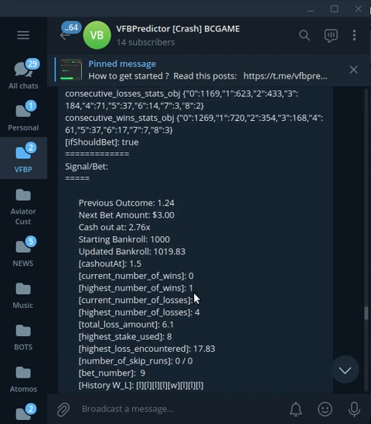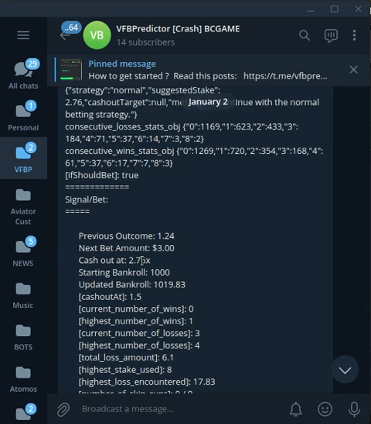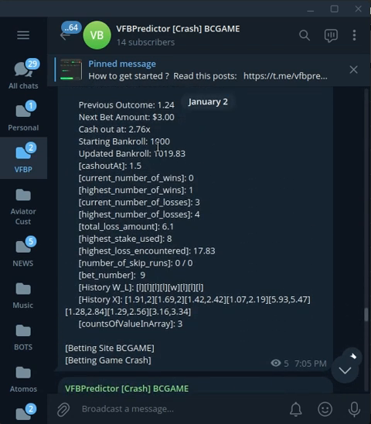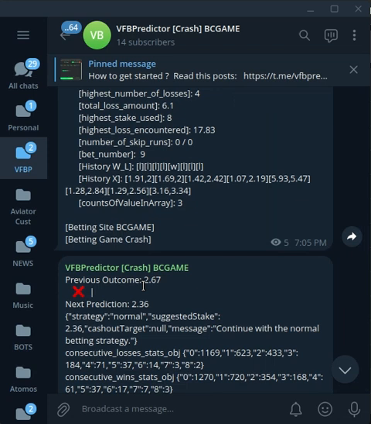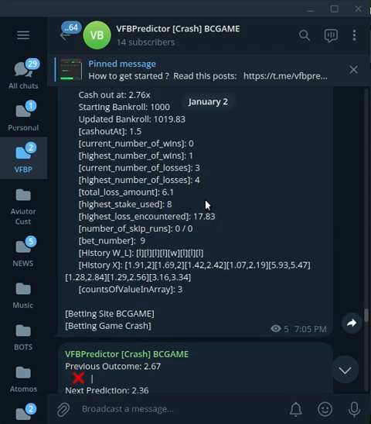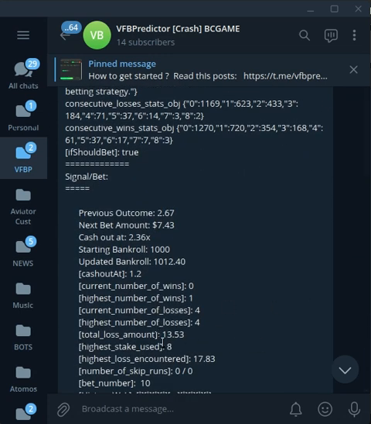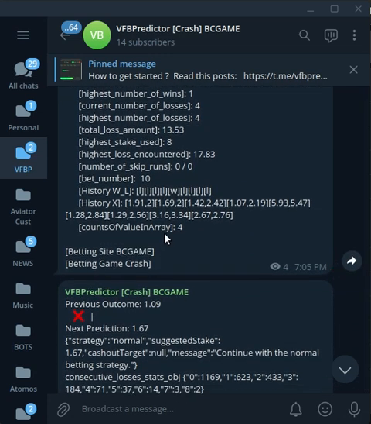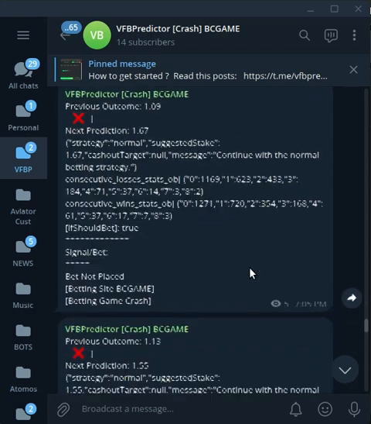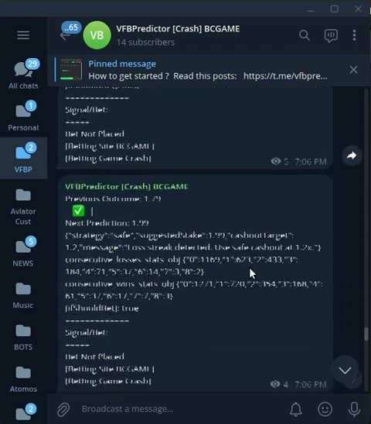We wait for another signal. This signal is telling us to cash out at 2.76, bet an amount of 3. The outcome was 2.67, did not quite reach our prediction, so that's a fourth loss, right? So here we have another bet, cash out at 2.36, bet an amount of 7.43, right? Another loss, so that's our fifth loss. So we wait for another signal.